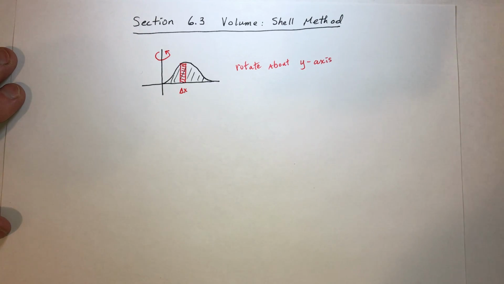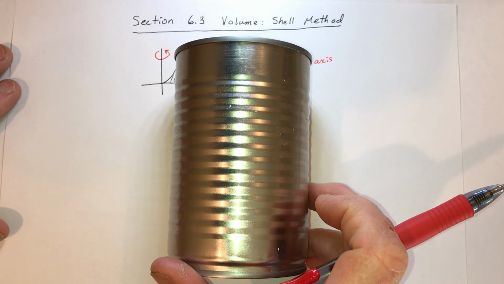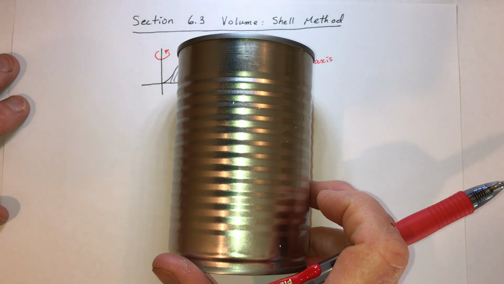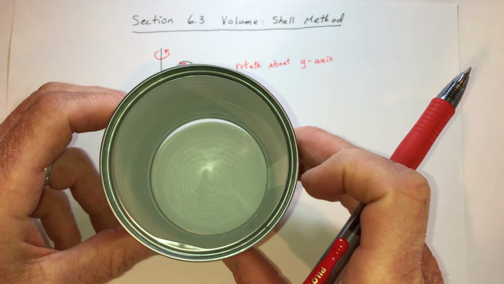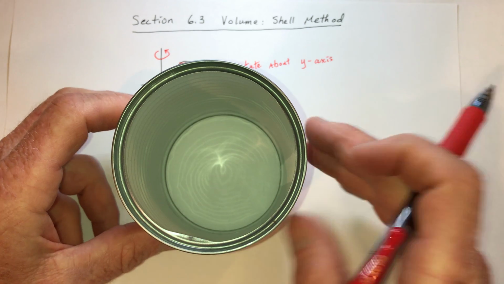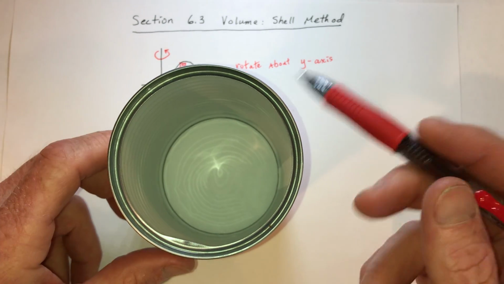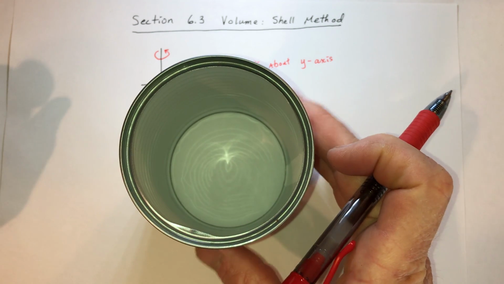I happen to have an example right here. Here's a tin can or aluminum can, whatever it's made out of. It's empty. I washed it. I cut the top and the bottom off. That is a shell. So now we need to find the volume of this metal. It's real. So how do you find the volume of this metal?